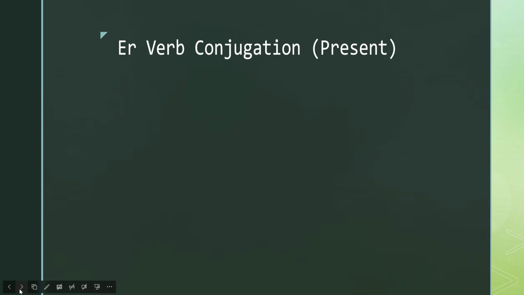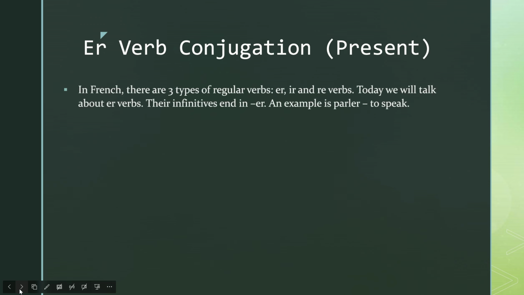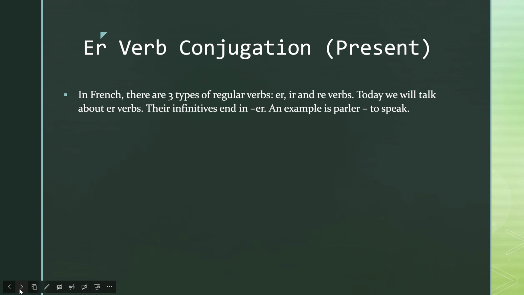So let's do the present conjugation, ER verbs. There are 3 types of verb in French: RE verbs, ER verbs, and IR verbs. And today we're talking about the ER verbs. That's why they're called ER verbs. Their endings end in ER.